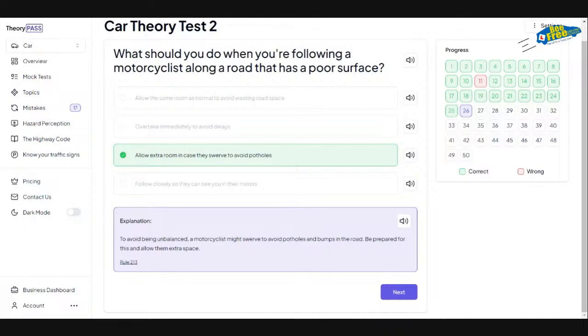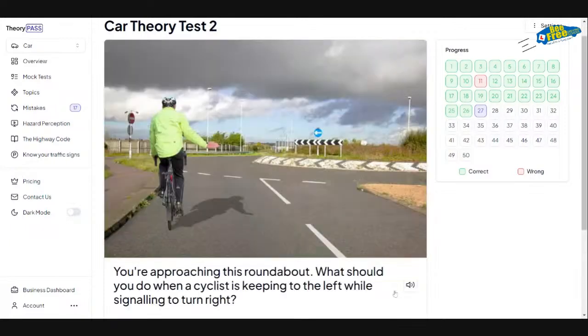We're halfway through now. Question 27, over halfway through. You're approaching this roundabout. What should you do when a cyclist is keeping to the left while signaling to turn right?